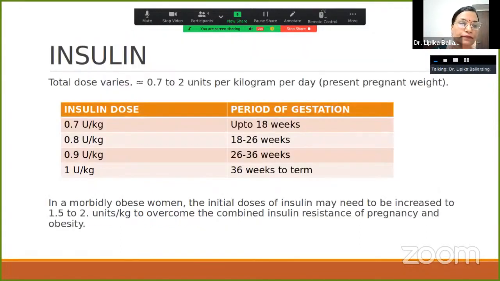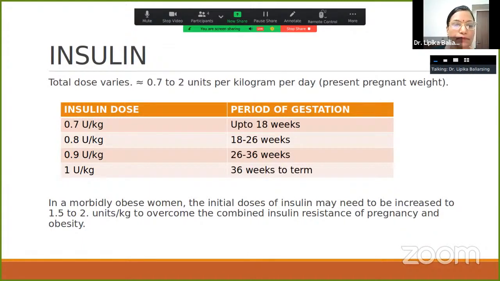So how do we give insulin? Total dose usually varies between 0.7 to 2 units per kg per day, as per the present pregnant weight. The insulin dose is 0.7 units per kg up to 18 weeks, then 0.8 units per kg from 18 to 26 weeks, 0.9 units per kg from 26 to 36 weeks, and 1 unit per kg beyond 36 weeks to term. At that time, the insulin requirement goes high towards the end of the trimester till term time, so that needs a larger insulin unit.